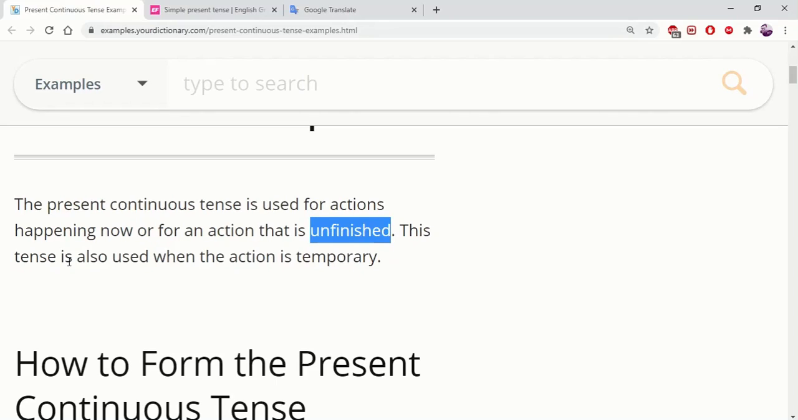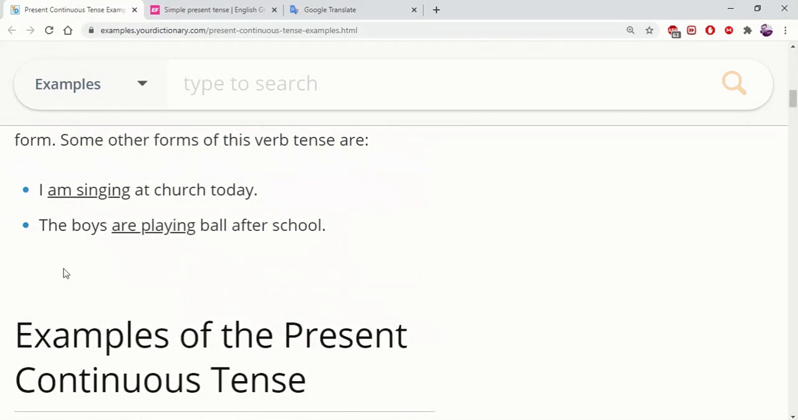This tense is also used when the action is temporary. What do you mean by temporary? It will not remain forever. It is just for some time. As I already said that I am speaking, but my speaking will get over after this video is over. So it is temporary. Here is an example. I am singing at church today. गा रहा हूँ, am singing. It is a present continuous tense.